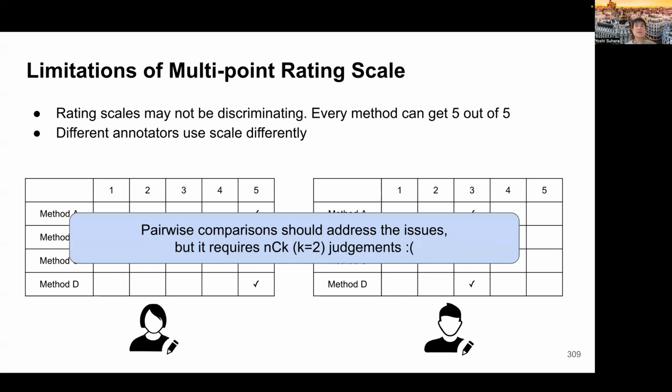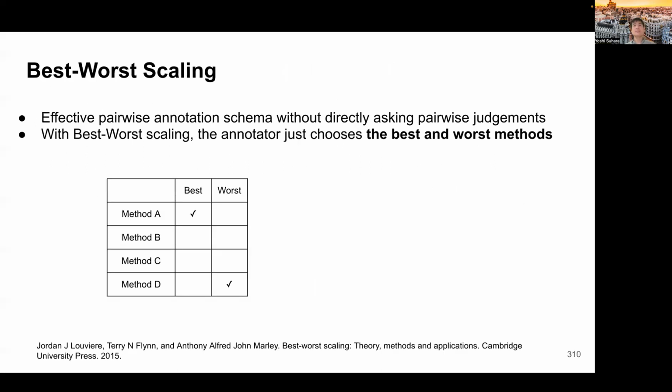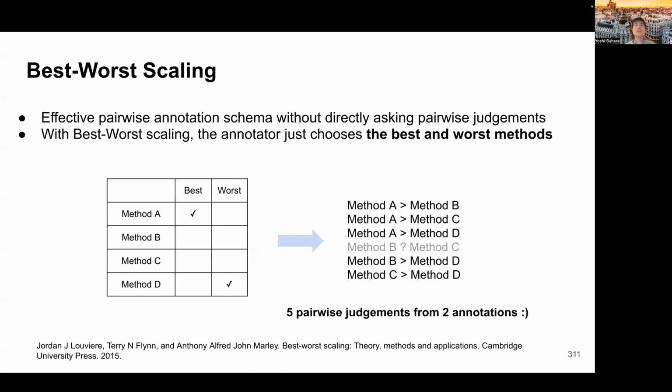Pairwise comparisons could be an option as they don't have those issues. However, they require many judgments in total, which may not be easy to annotate. That's why an effective annotation schema called best-worst scaling is often used for human evaluation. With best-worst scaling, the annotator is asked to choose the best and worst methods. In this example, the 2 annotations can be converted into 5 pairwise judgments.